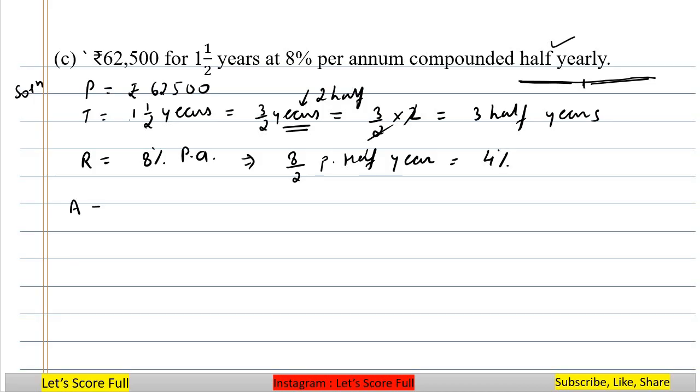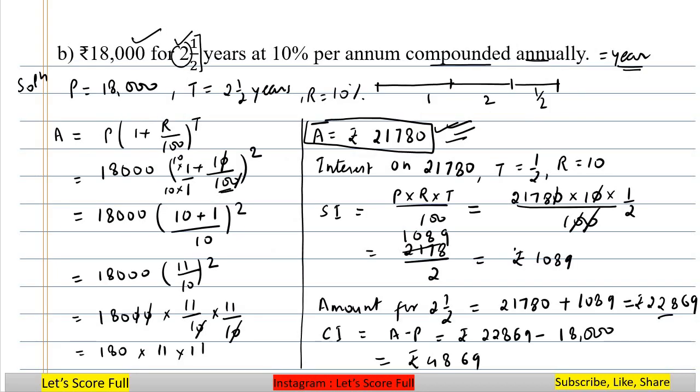Now to calculate amount, apply the same formula. Principal 1 plus r by 100 raised to t. Principal is 62,500. Rate of interest is not 8%. I need to take half yearly, which is 4 upon 100, and time period is not 1.5 year, it is 3.5 year. If you remember the previous question, there also the year was in fraction, like 2.5 year, right?